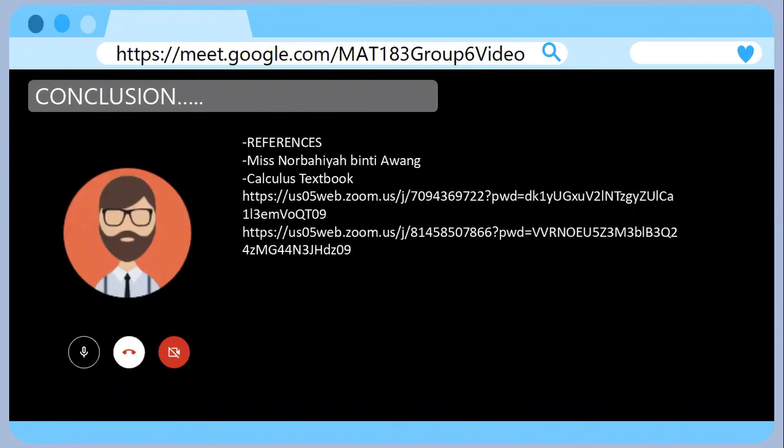In conclusion, our group video is about chapter 5, which is application of integration. We have explained how to apply integration in finding area in cross-section parallel to x-axis case, how to use shell method in cross-section parallel to x-axis, and how to use washer method in cross-section parallel to y-axis. We are referring to the guidance of Ms. Norbahia binti Awang, calculus textbook and these websites. That's all from us. Thank you.